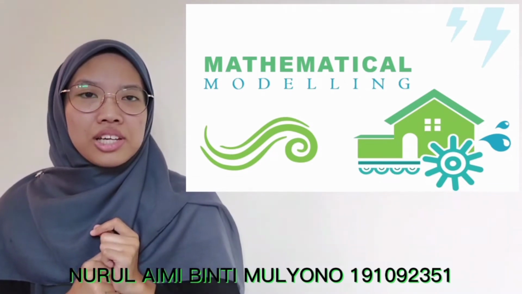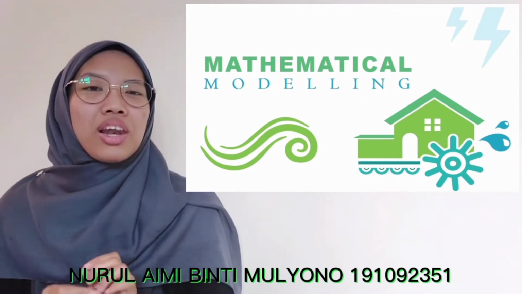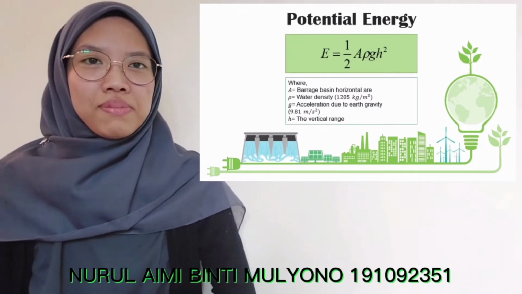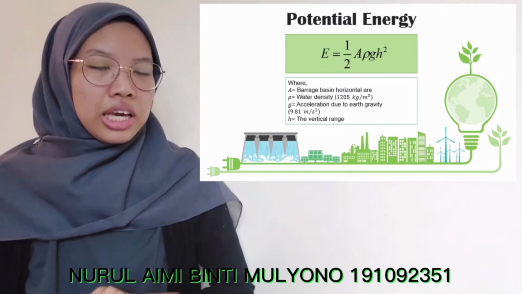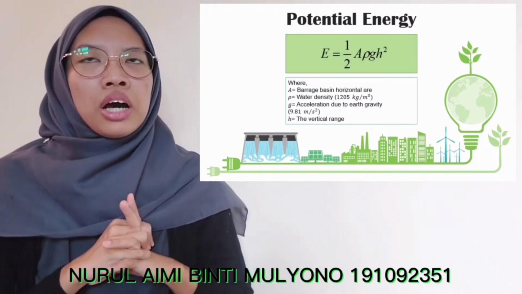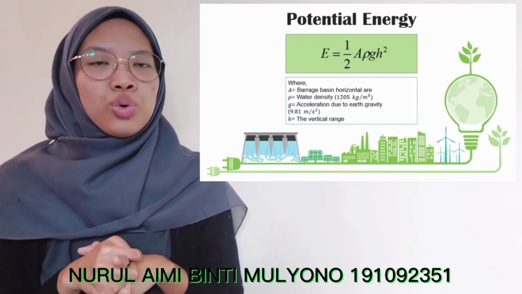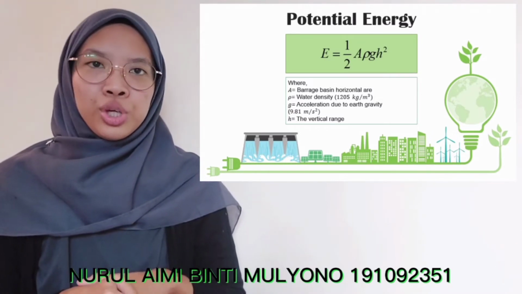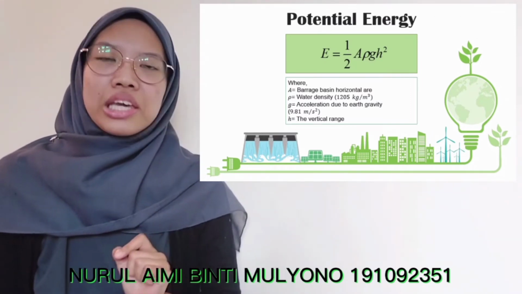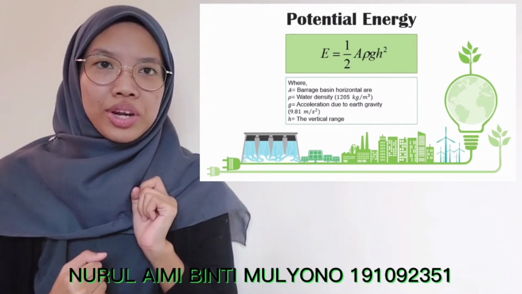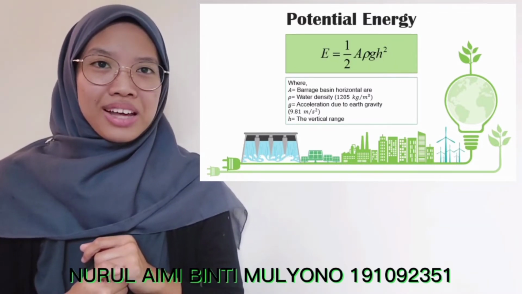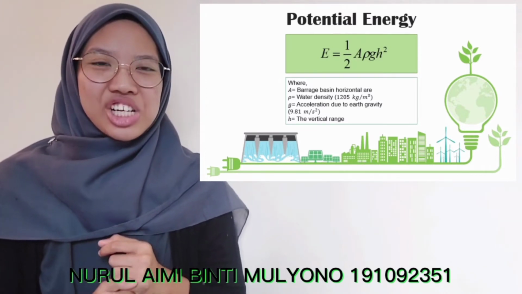The increase in tidal stream energy results in an increase of energy extraction to a large extent. The potential energy can be calculated as E equals 1/2 times A times rho times g times H squared, where A is known as the basin horizontal area, rho is known as water density, equal to 1025 kg/meter cube. Seawater varies between 1021 to 1030 kg/meter cube. g is known as acceleration due to the Earth's gravity, which is equal to 9.81 meter over s squared. H is equal to the tidal range.